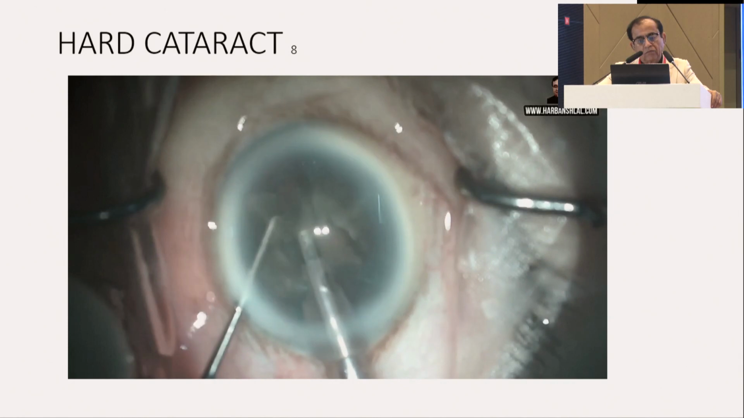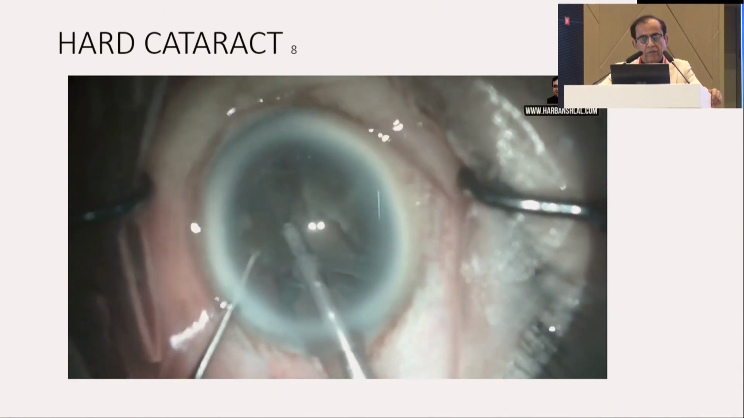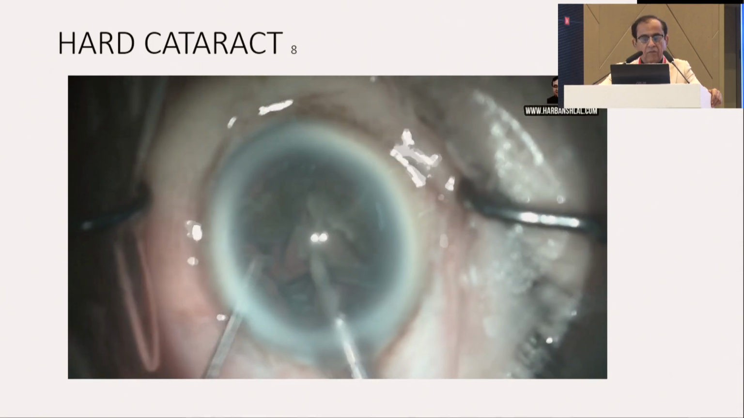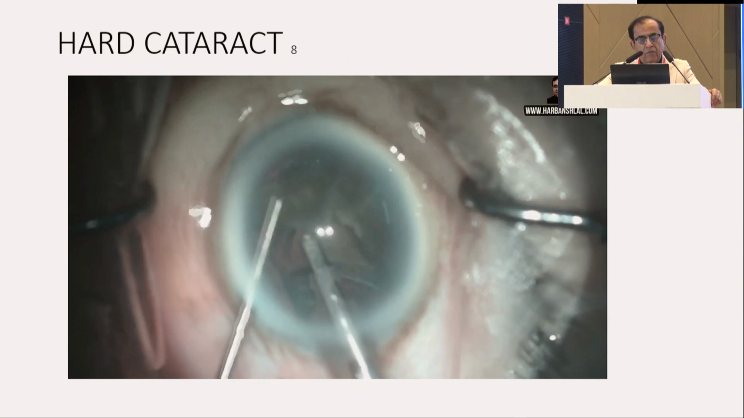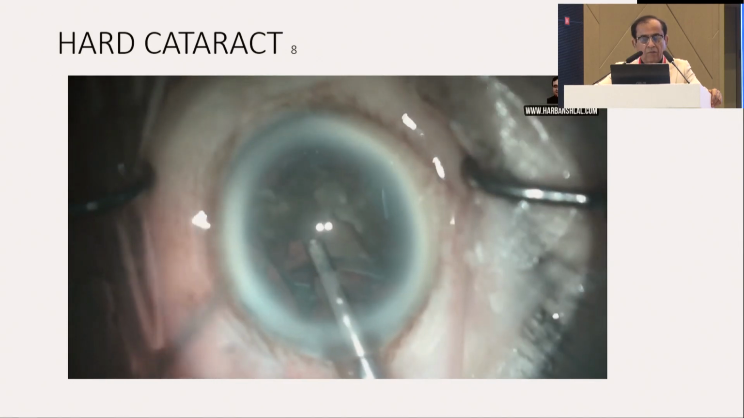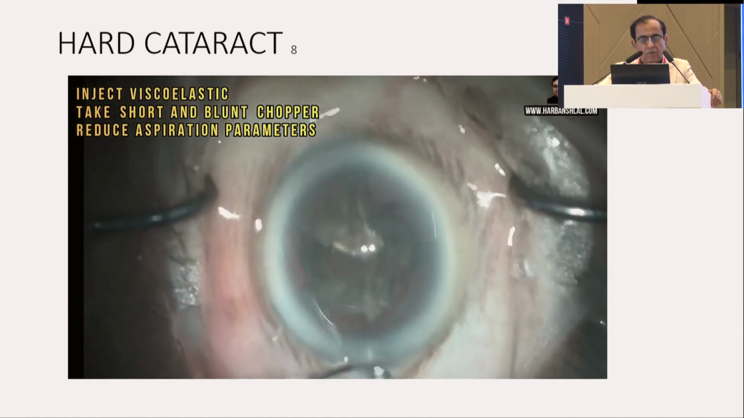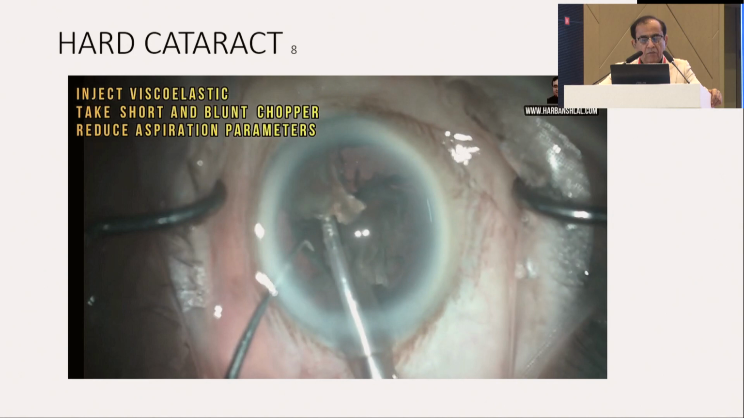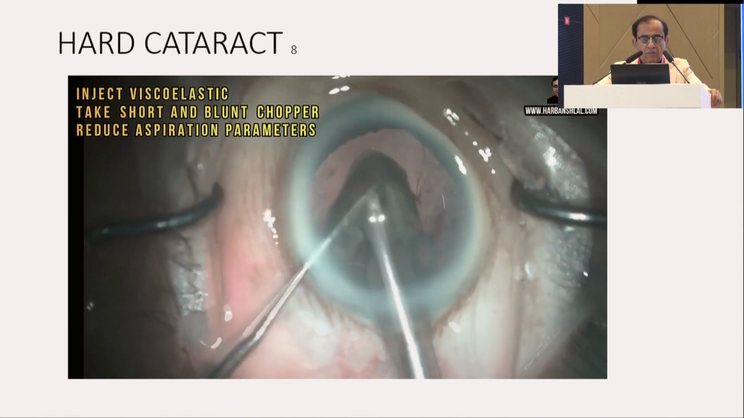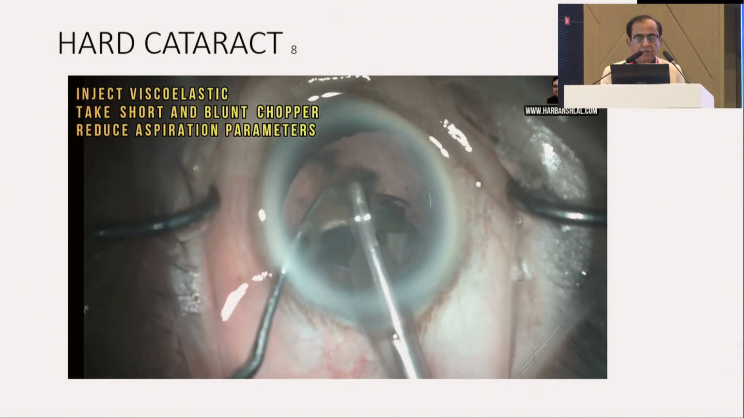Now most of the nucleus has been emulsified. We need to take extra precaution because the posterior capsule can move forward. Now we are going to remove our chopper. We inject viscoelastic to push the posterior capsule back. Reduce the vacuum setting to 500 and change the chopper from sharp and long to blunt and short.